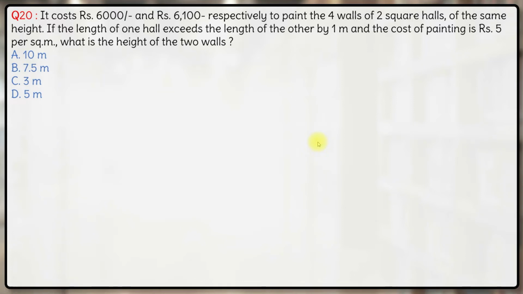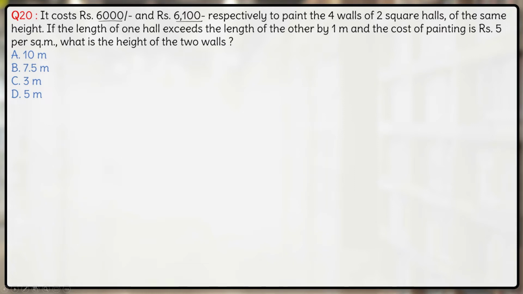Hello everyone. Here in this question we have: it costs rupees 6,000 and rupees 6,100 respectively to paint the four walls of two square halls of the same height. So there are two different square halls where the height of the hall is the same, whereas the length of one hall exceeds the length of the other by 1 meter. And the cost of painting is rupees 5 per square meter. What is the height of the two halls?